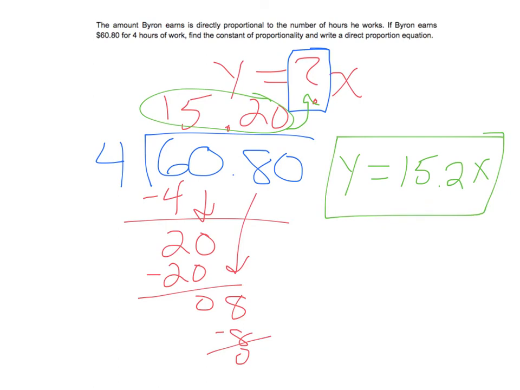Now I used y and x because if you look at the problem, they did not specify which variables to use. Technically, you can use any variables you want. I just like to always go to y and x because I think it's easiest. But you could absolutely create your own variables. The important thing is that you have 15.2 as your constant.